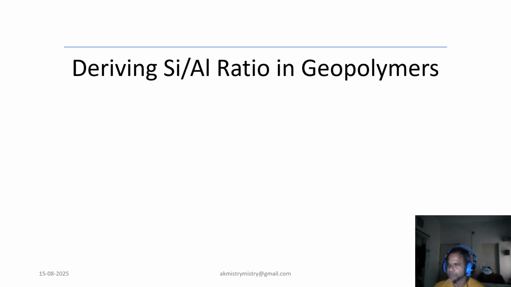Today we are going to learn how to derive the silicon to aluminum ratio, or silica by Al ratio, in geopolymers. This ratio is fundamental to understanding and designing geopolymer material for various applications.